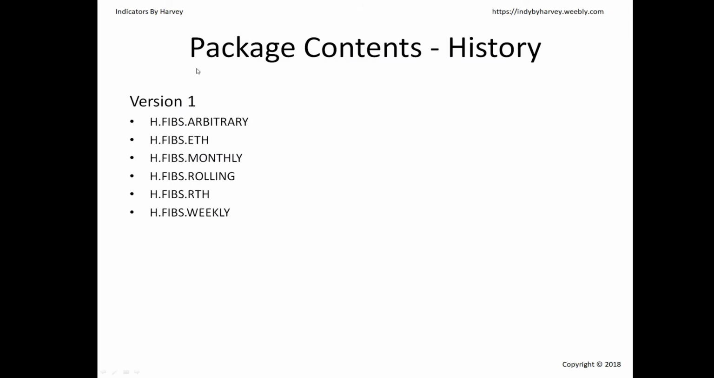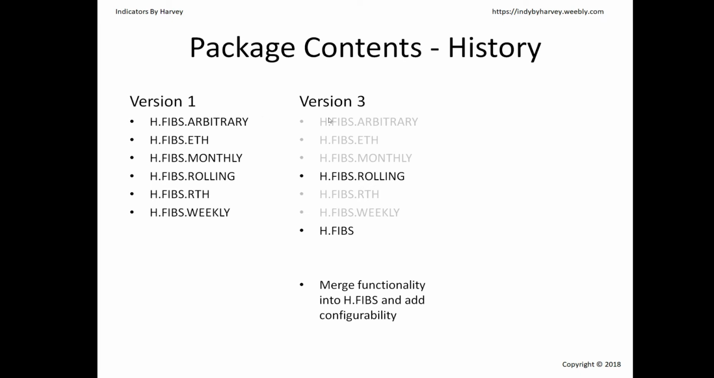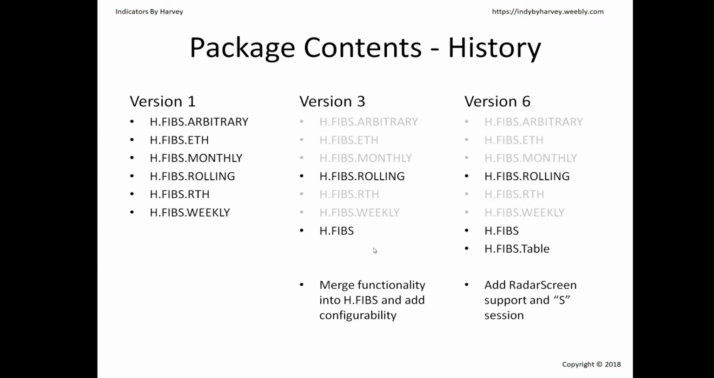The indicator history, let's take a look. Version 1 started out with 6 independent indicators, each generating automatic Fibonacci retracements based on different time ranges. Version 3 saw 5 of those indicators merged into a new indicator called HFibs for greater usability, easier to use, as well as configurability of the label. Most recent version 6 sees the introduction of hfibs.table for radar screen support, and for hfibs and hfibs.table the S-session support.